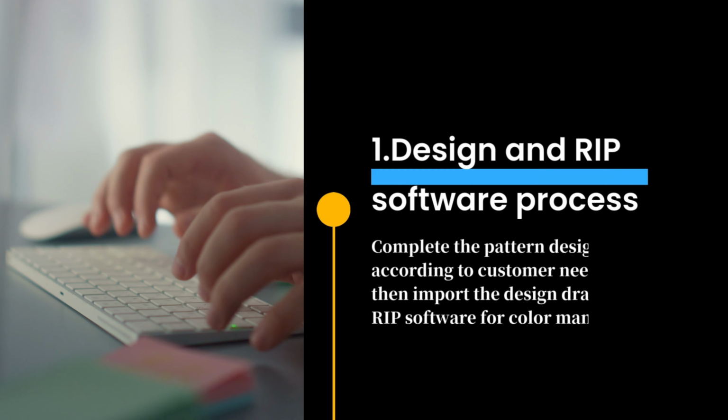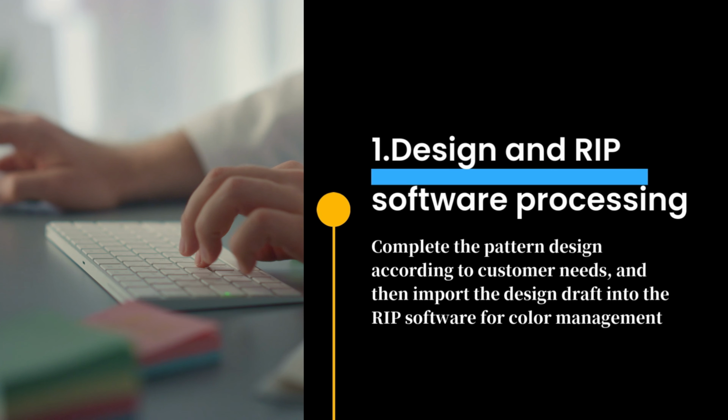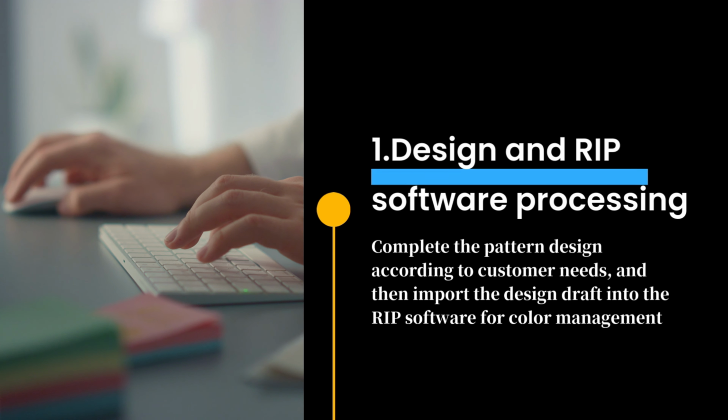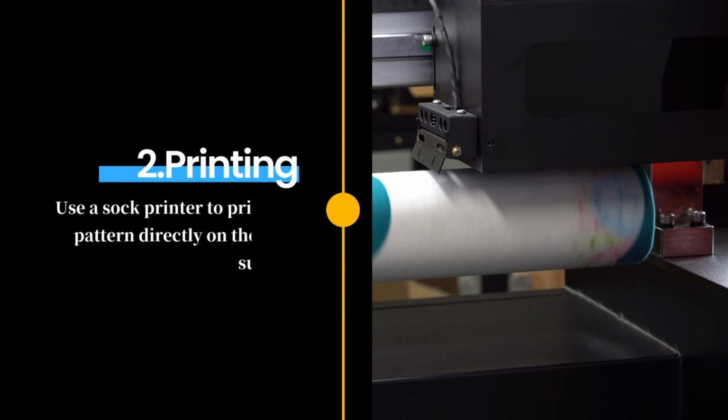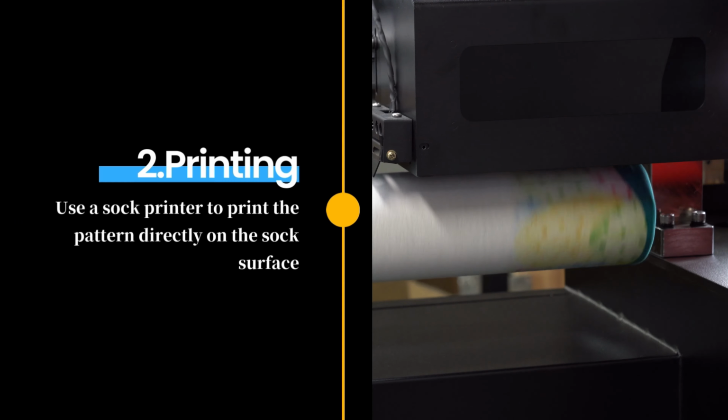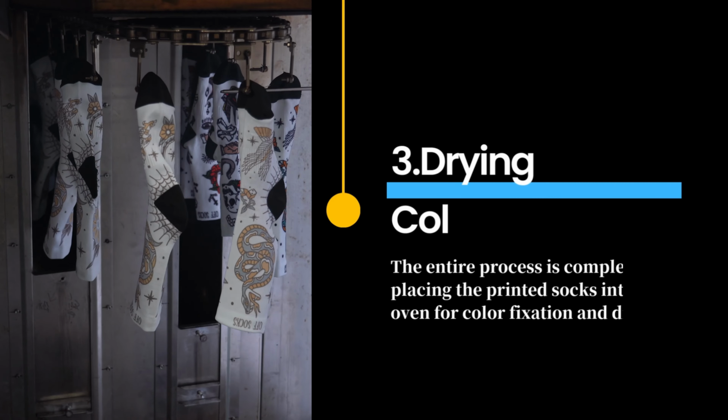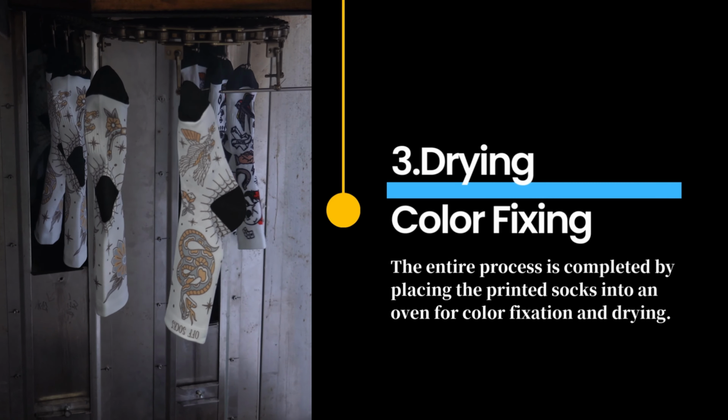The sublimation printing process mainly includes three core links. The early stage is to complete the pattern design and process it with RIP software. The middle stage is to use sublimation ink with a sock printing machine for printing. The late stage is to achieve color fixation of the pattern through oven heating.